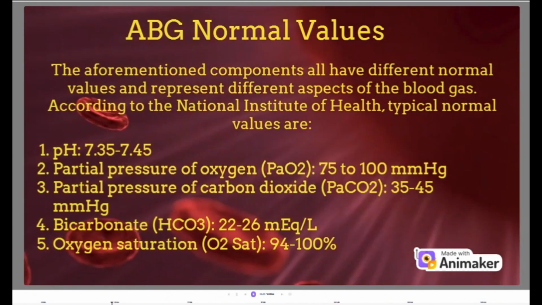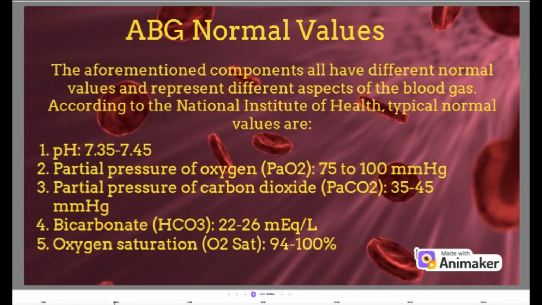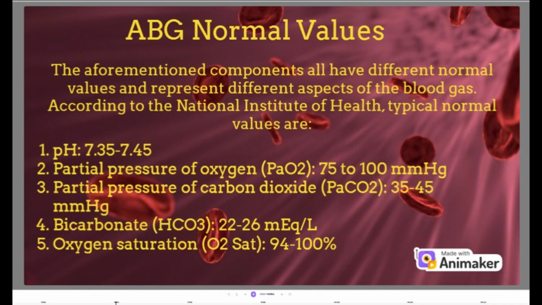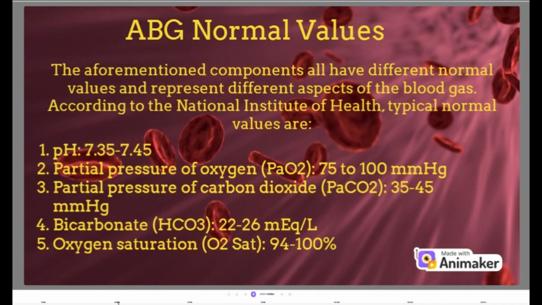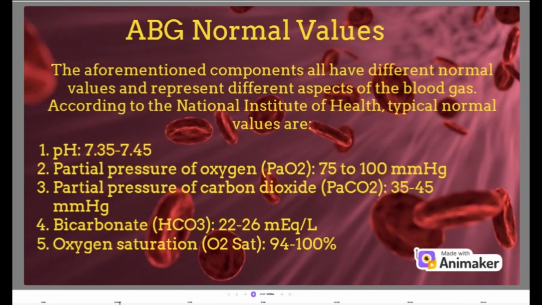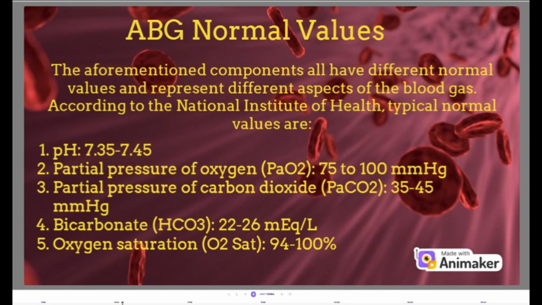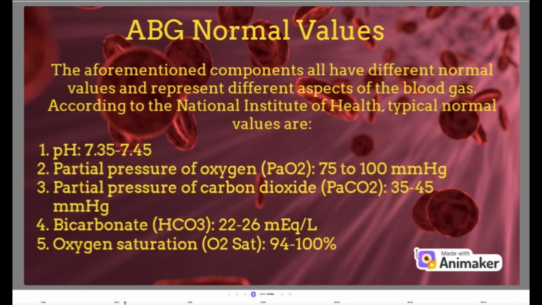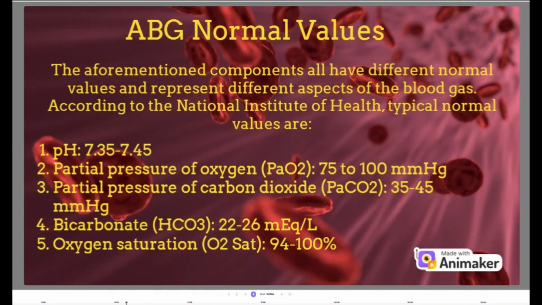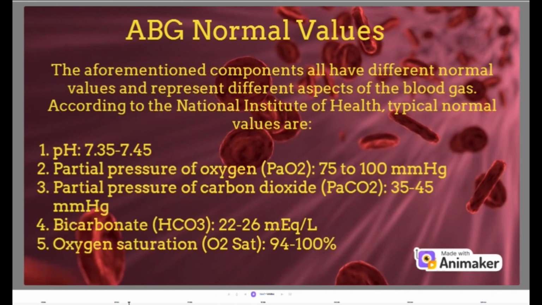ABG normal values. The aforementioned components all have different normal values and represent different aspects of the blood gas. According to the National Institute of Health, typical normal values are pH, 7.35 to 7.45. Partial pressure of oxygen, PaO2, 75 to 100 mm of mercury. Partial pressure of carbon dioxide, PaCO2, 35 to 45 mm of mercury.